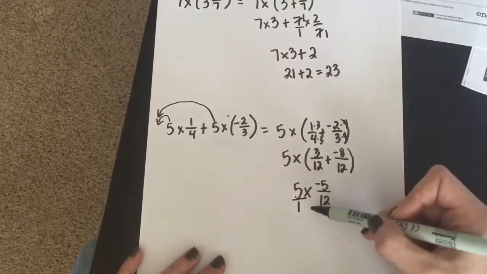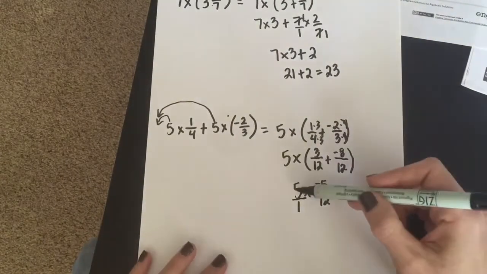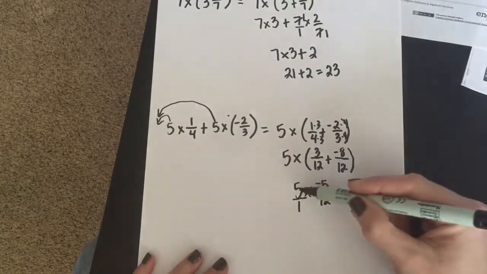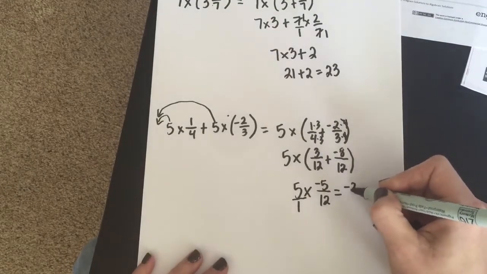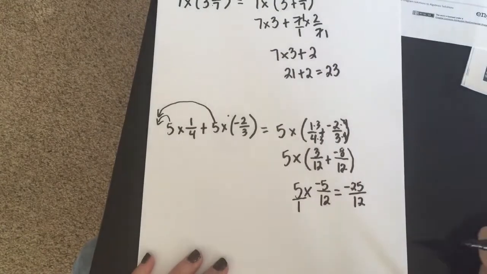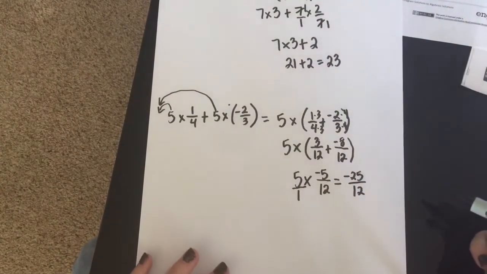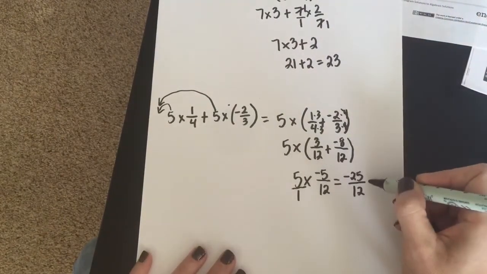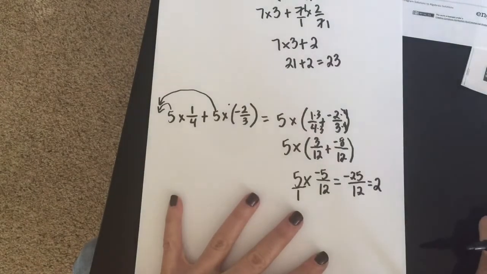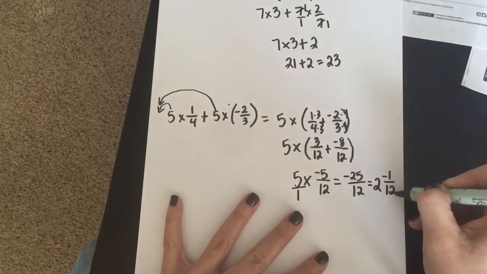I could look for ways to cross reduce. 1 and negative 5 can't do it. No common factor. 5 and 12 can't do it. No common factor. So I'm just going to multiply straight across. 5 times negative 5 is negative 25. 1 times 12 is 12. You could leave it like an improper fraction, but if you like mixed numbers, you could do that as well. And you know that 12 goes into 25 twice because 12 times 2 is 24. And you're going to have that negative 1 left over.